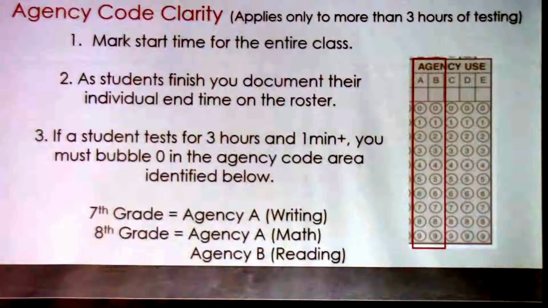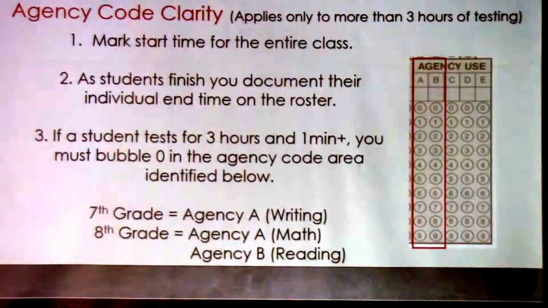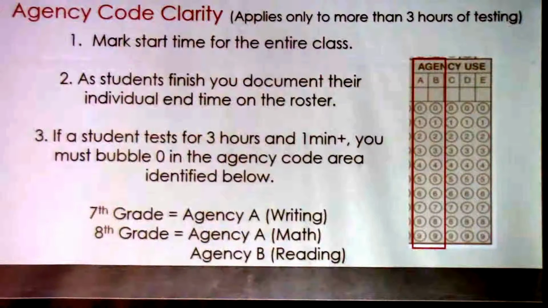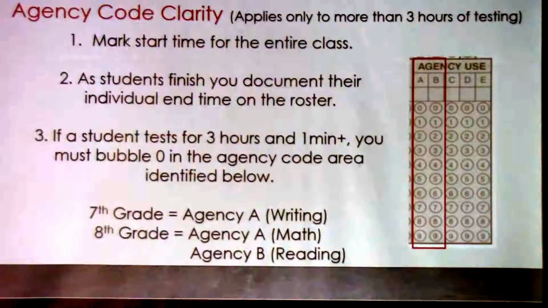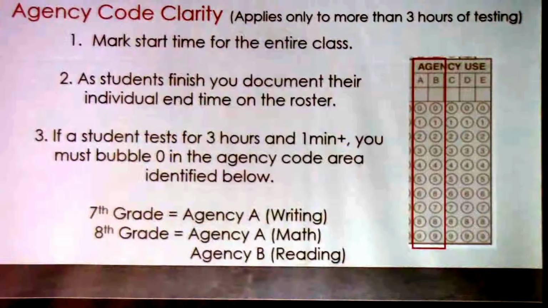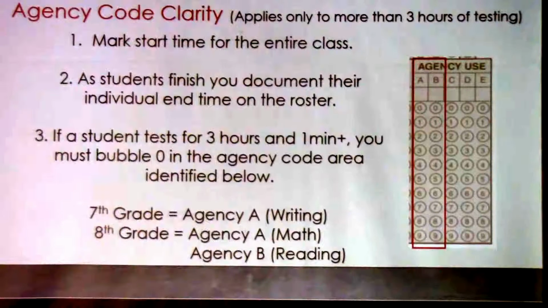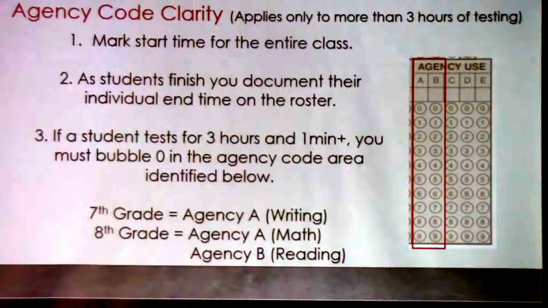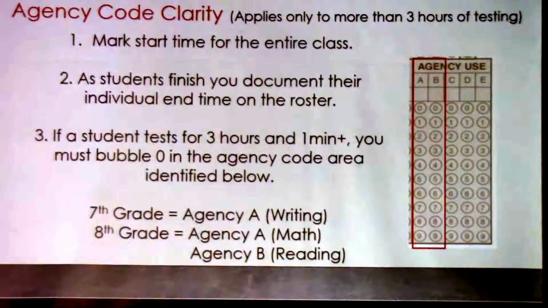Anybody that finishes after 3 hours, you will bubble 0 according to this. Agency code A belongs to writing. Agency code A also belongs to math for 8th grade. Agency code B belongs to the next day of reading. So an 8th grade Scantron would have either, if the person takes longer than 3 hours on both, they would have 0 on both A and B.